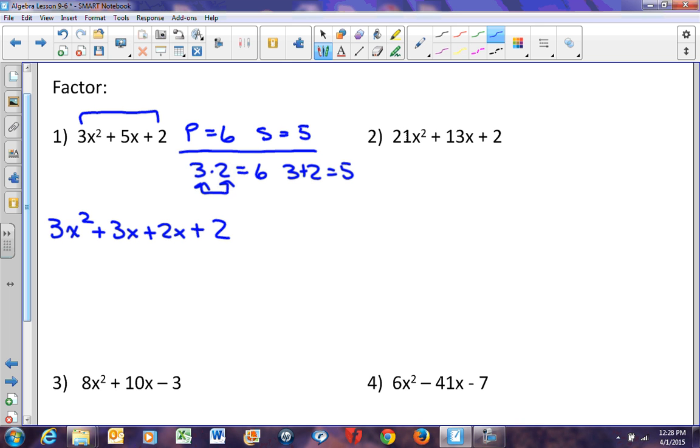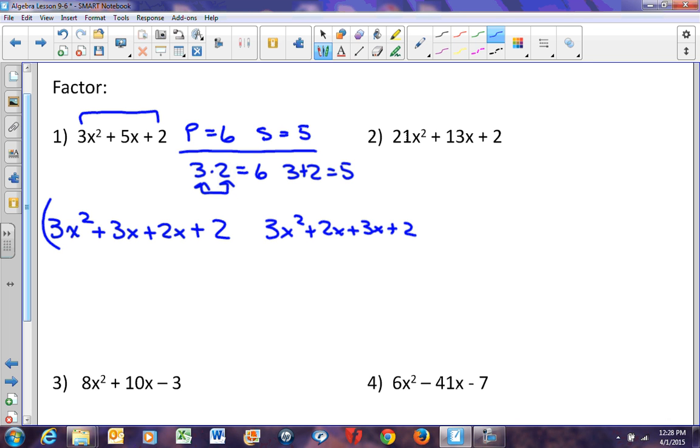And it doesn't matter if you do 3x squared plus 3x first or the plus 2x first. It still should work regardless, and I'll actually do it both ways to prove that it does. I can have this as 3x squared plus 2x plus 3x plus 2.